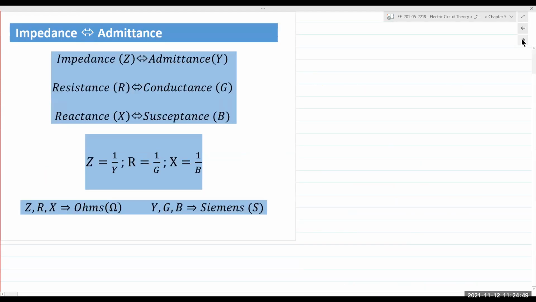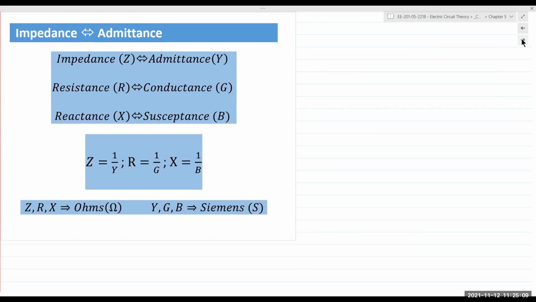Okay, just want to point out some concepts of reciprocals. So oftentimes in circuit analysis, when we have parallel circuits, it makes it very complicated because you're working with reciprocals all the time. So they came up with these concepts of reciprocals of the quantities that we're working with.